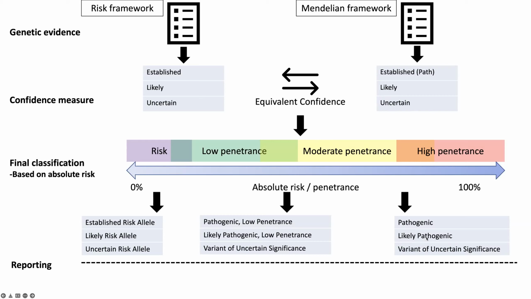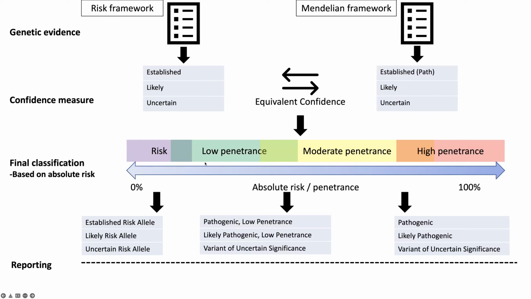We're imagining some type of future where there would be a different classification system that would work for risk alleles and operate in parallel to this Mendelian framework. But the goal is to come up with confidence measures that give us that equivalent confidence. So a lot of people think of pathogenic as greater than 99% certainty of disease. So there's something we're calling established evidence. Likely pathogenic, greater than 90%. So we're saying likely risk allele, and then uncertain.